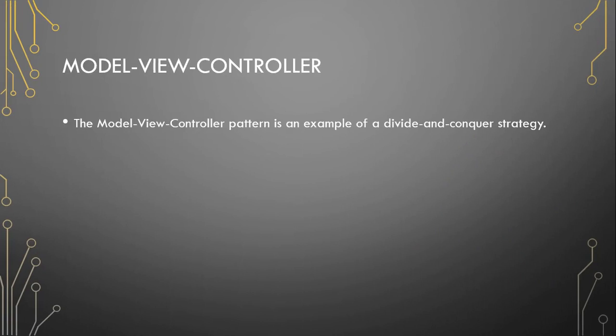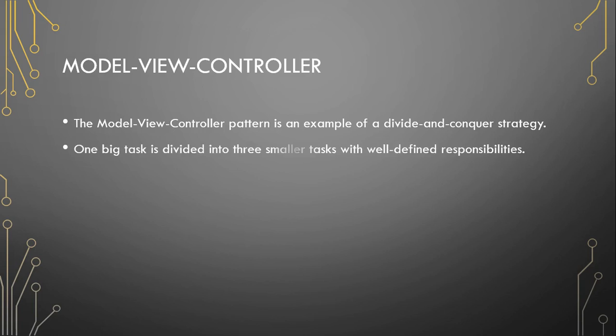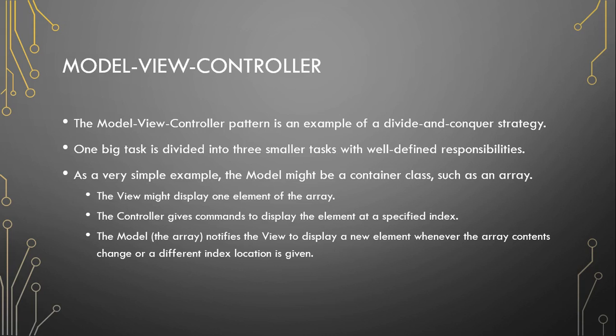Now, the model view controller pattern is an example of what's known as the divide and conquer strategy. Pretty much what that means is you take one big task and divide it up into three smaller tasks with well-defined responsibilities. If we look at the example we gave, there's an input side, an output side, and then the model side, the heart of it, the algorithm part where it does the big meat of the operations. As a very simple example, the model might be a container class, such as an array.